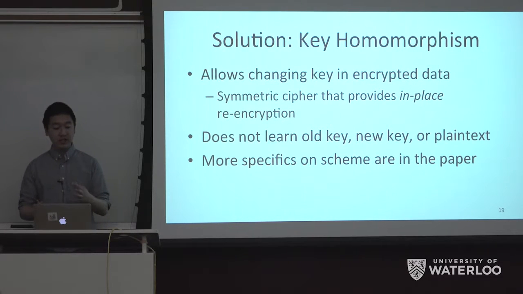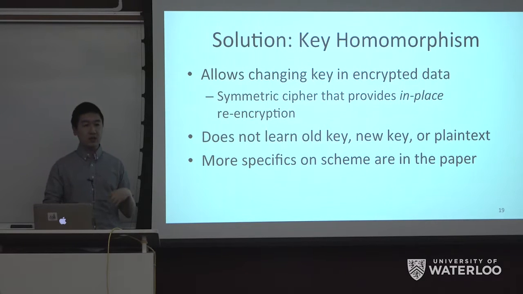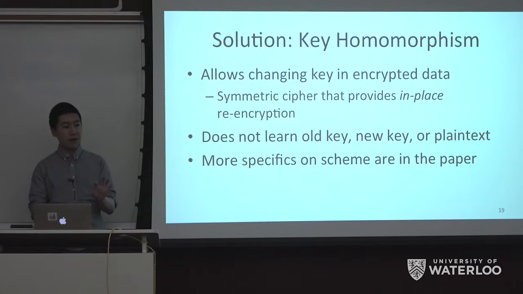Our solution is to use key homomorphism. This allows us to change the key in encrypted data. Using this technique, we can have a symmetric cipher that provides in-place re-encryption. The guarantee we get out of this is that the provider does not learn the old key, the new key, or the plaintext. More specifics on the scheme are in the paper.